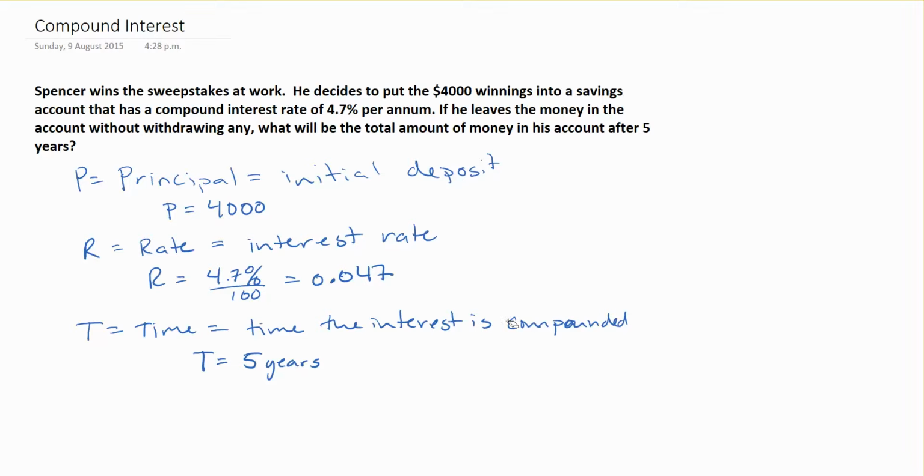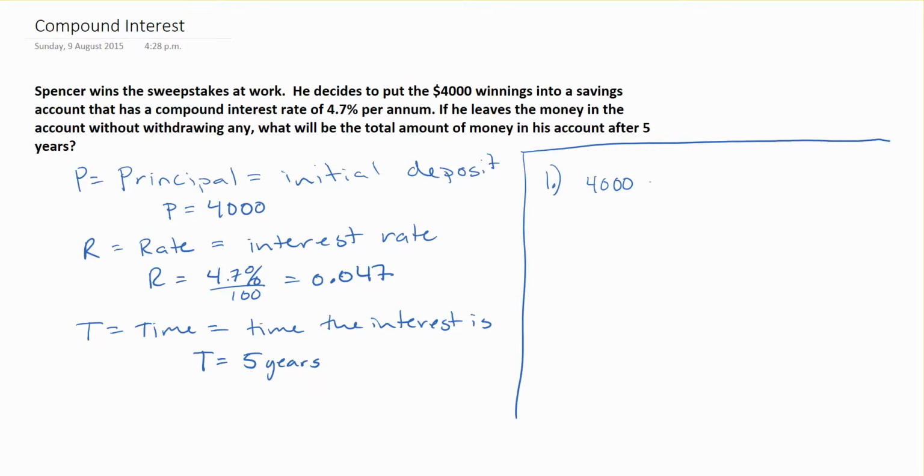So I'm just going to get rid of that so we have room. If we think about the first year, he has $4,000, and at the end of that year he'll have interest applied and he's going to get some amount. So if I think about this, I want to increase $4,000 by 0.047. So I could go 4,000 times 0.047 and I'd get 188. And then I would say 4,000 plus 188 is equal to 4,188. And that's the amount at the end of year 1.